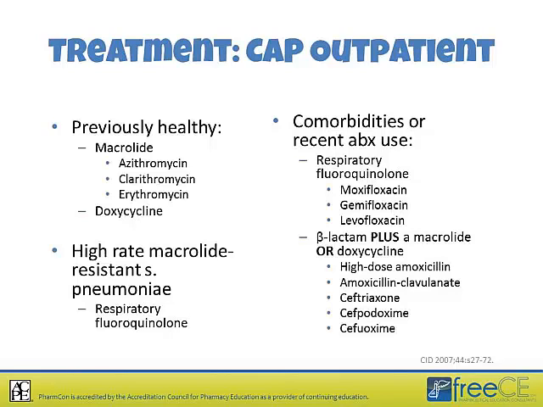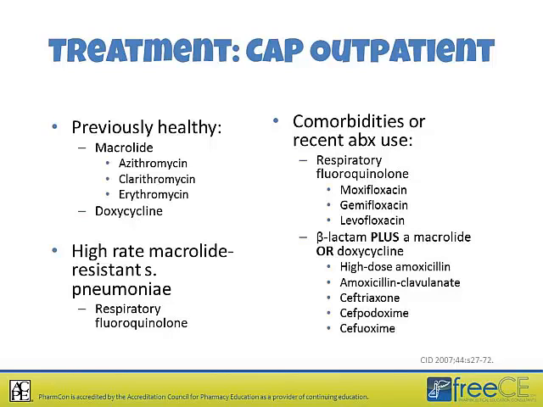You would then automatically go with a respiratory fluoroquinolone. We'll talk about what that means in this next column. So when we talk about patients who have comorbidities or recent antibiotic use, we have two options. We can use either a respiratory fluoroquinolone by itself, or we can use a beta-lactam medication in combination with a macrolide or doxycycline. So when we talk about respiratory fluoroquinolones, what does this mean?